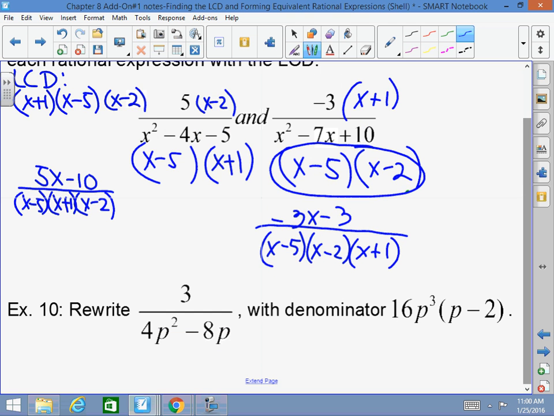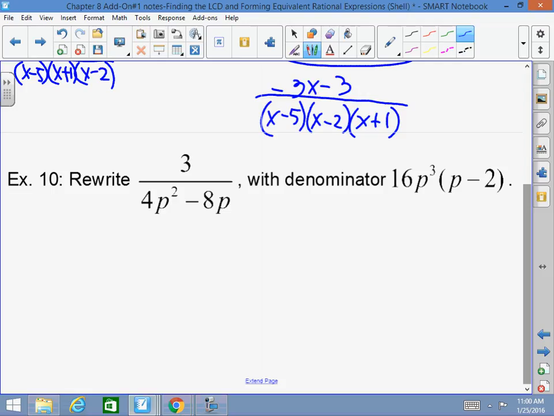Okay, real quick, this last one. They want you to rewrite 3 over 4p squared minus 8p with a denominator of 16p cubed times (p minus 2). I know you guys want to go to lunch. I'll finish this on my own. If you want to stay, you can. If not, have a great day.